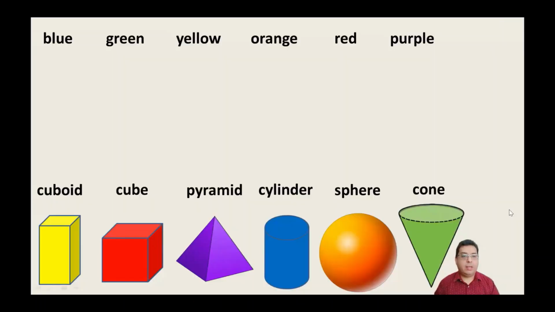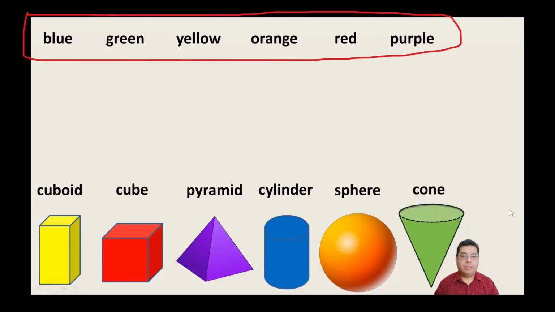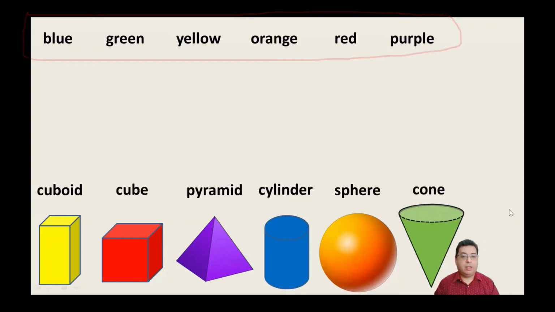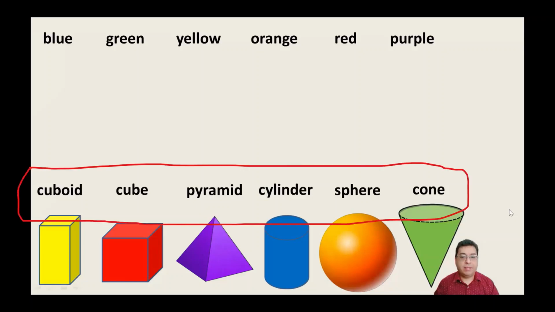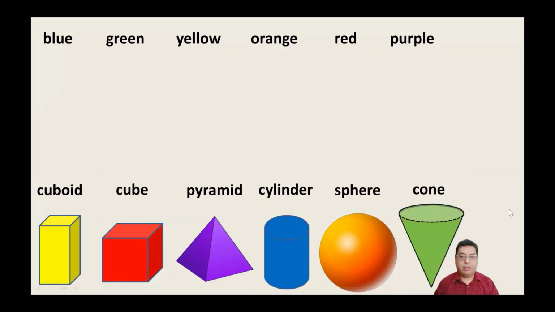So I got all the names of the colors here at the top. And all we're going to do is just draw a line to the correct colors here below next to me. And then for extra review, we're going to go over the names of the 3D shapes that go with it.